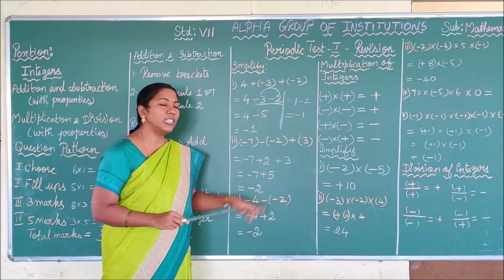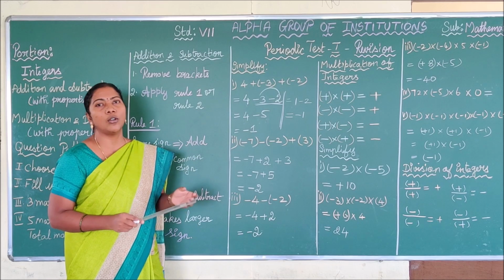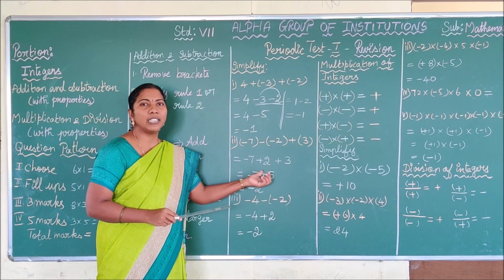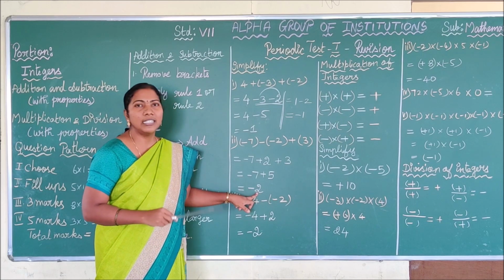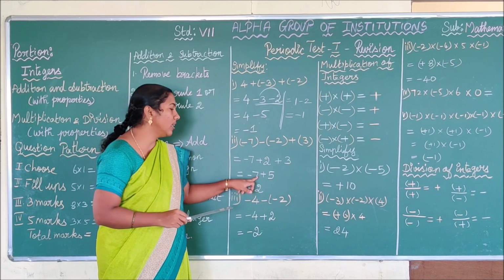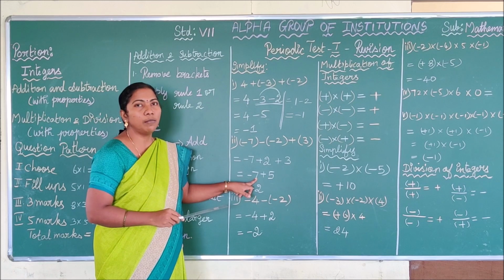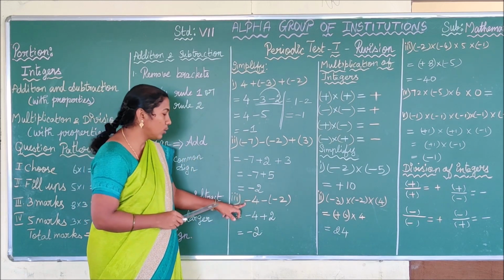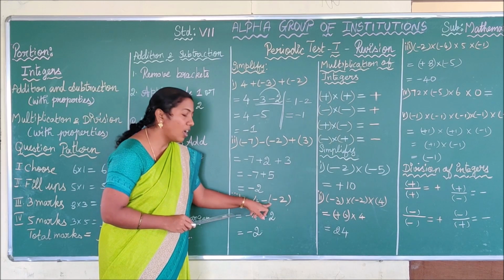Now the given two integers have different signs. Different sign means you have to subtract. Subtract the smaller number from the larger number. 7 minus 5, your answer is 2. And the result takes the symbol of the larger number. Which is the larger number here? 7. What is the symbol for it? Minus. Thus your answer is minus 2. Is it clear, children?